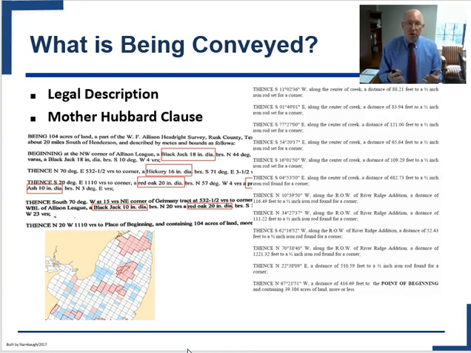And then you have something called a Mother Hubbard clause, which in theory takes in those little nubs of land on the periphery of that conveyed land that can't be properly described or was inadvertently left out. But also you have not only the horizontal, but also you could actually have vertical definitions of what is being conveyed. So they can convey it down to a certain depth, but no lower, or only below a certain depth.